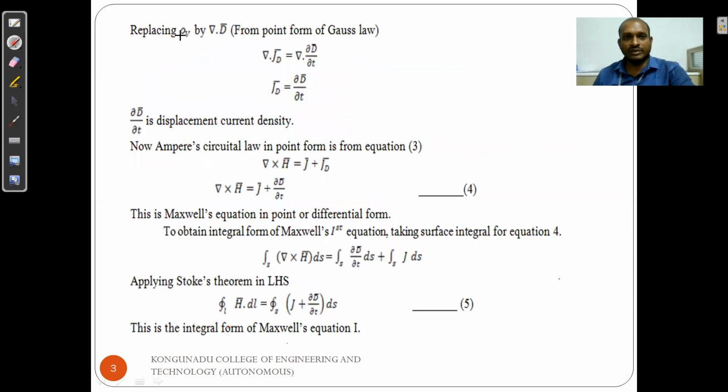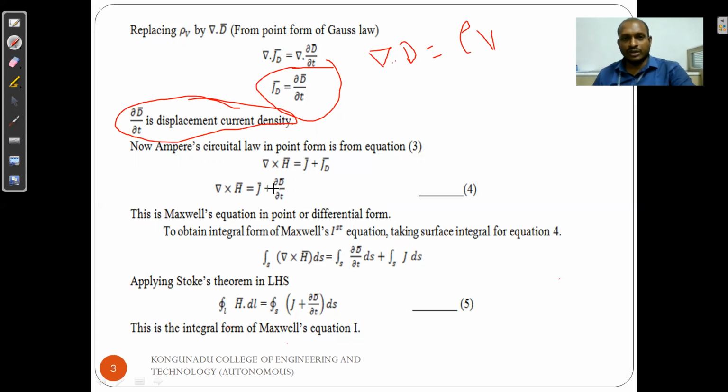Replacing rho v by del dot D, because from the Gauss law, del dot D is equal to rho v, the volume charge density, which is the divergence of electric flux density. So del dot JD is equal to del dot dou D by dou t. From this equation we calculate JD: JD is equal to dou D by dou t. D is called flux density, and dou D by dou t is called displacement current density. J is called conduction current density, and JD is called displacement current density.